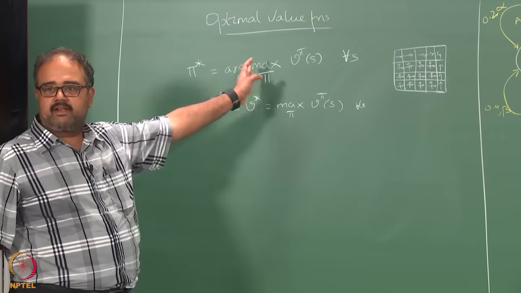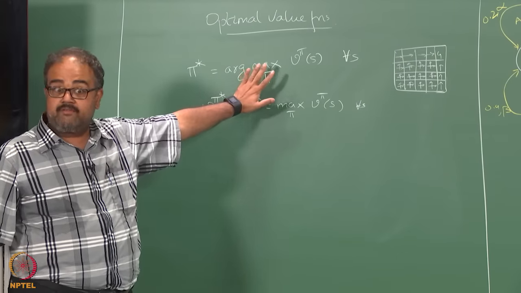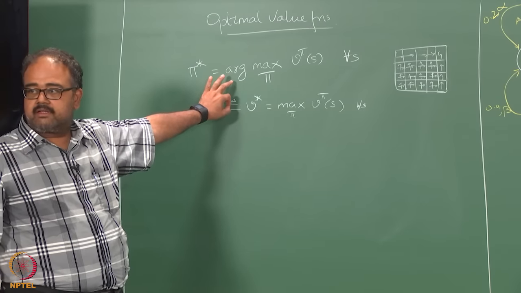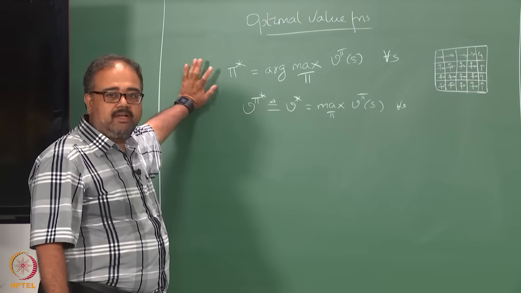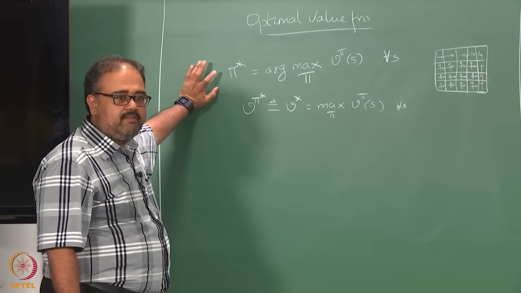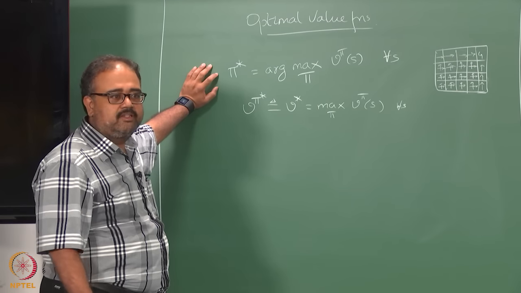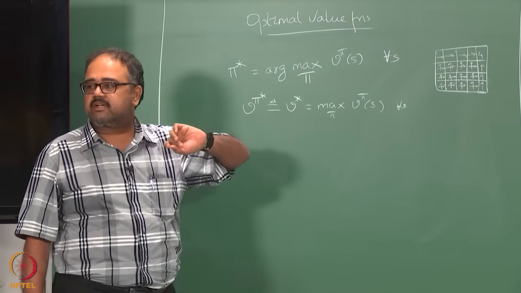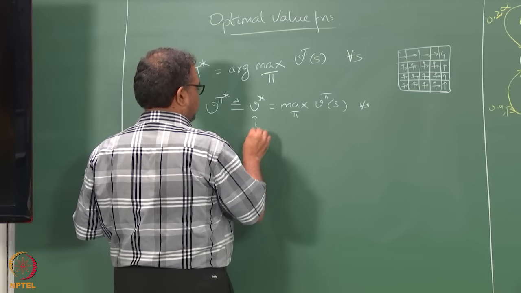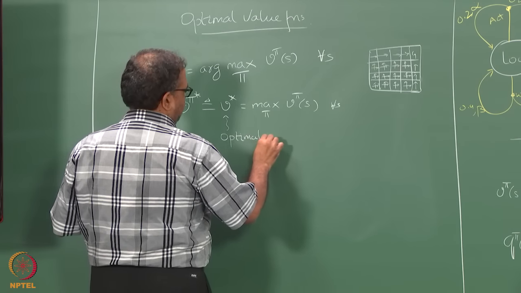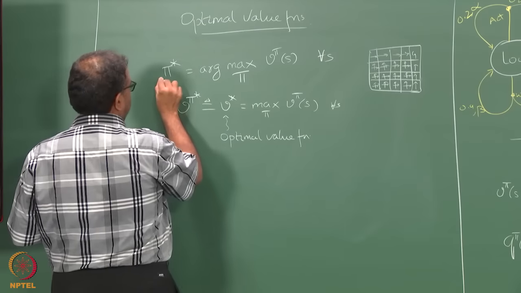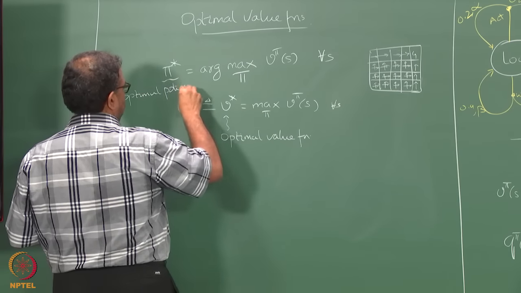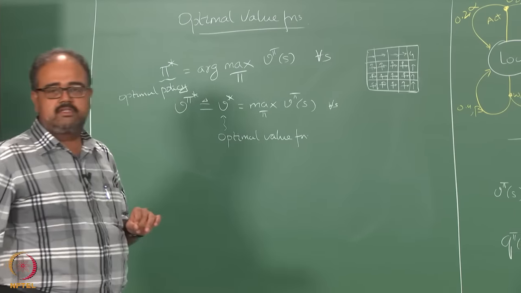And I got rid of the pi star here. I'm going to call this V star, and V star is unique. Given an MDP, V star will be unique. Pi star need not be unique, but regardless of how many different pi stars you have, V star is going to be the same. Whichever pi star you consider, V pi star will be the same. So regardless of the pi star you choose, I'm going to call the optimal value function V star. So this is an optimal policy, and this is the optimal value function. Okay, is it clear?